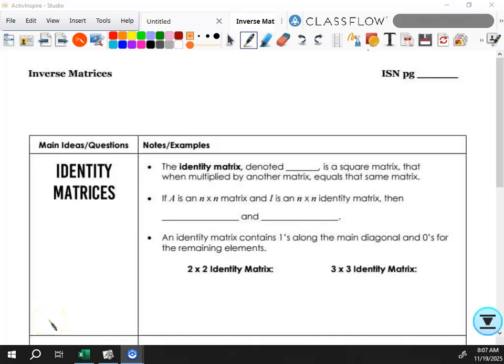So inverse matrices. We have something called an identity matrix. Okay, so just like with the determinants that we talked about yesterday, we are going to talk about identities and inverses, and then we'll talk about why we care and how we're going to use all of this stuff.